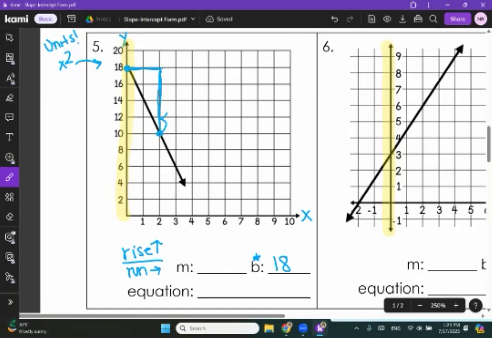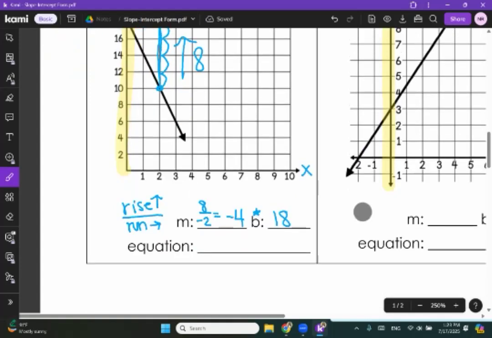Okay, we rise by 2, 4, 6, 8. And then since we are running to the left, running backwards, that makes this number negative. And 8 divided by negative 2 is negative 4.